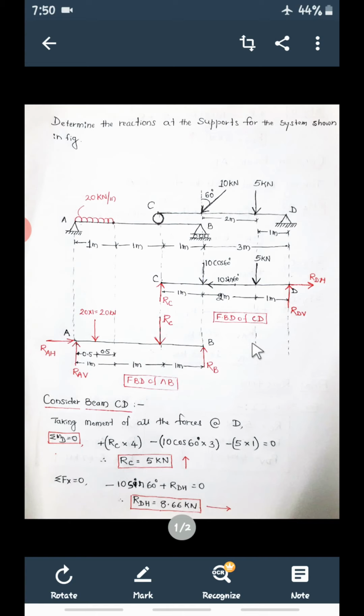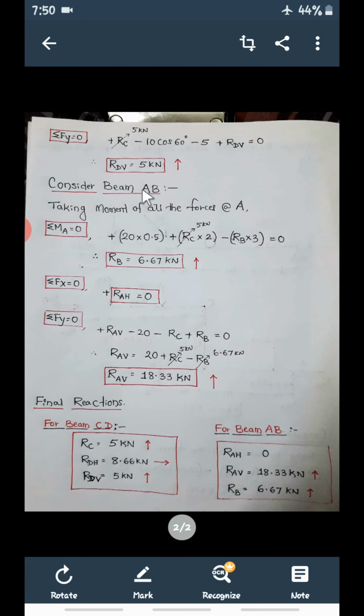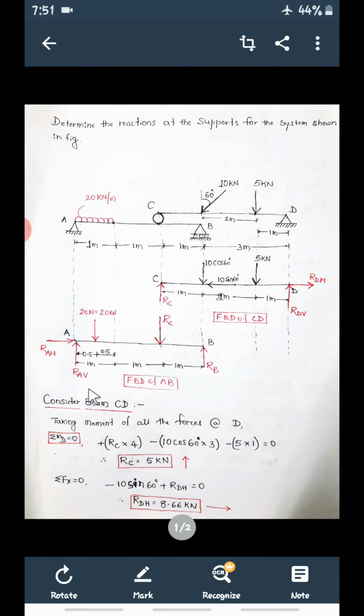Now let us consider the next beam, beam AB. Again use 3 equations: moment, summation Fx and summation Fy. First, summation MA is equal to 0, that is, the moment of all the forces about A. Concentrate only on this beam, don't consider the other one. The reference point is A. The moment of this is 0, and the moment of this is 0.